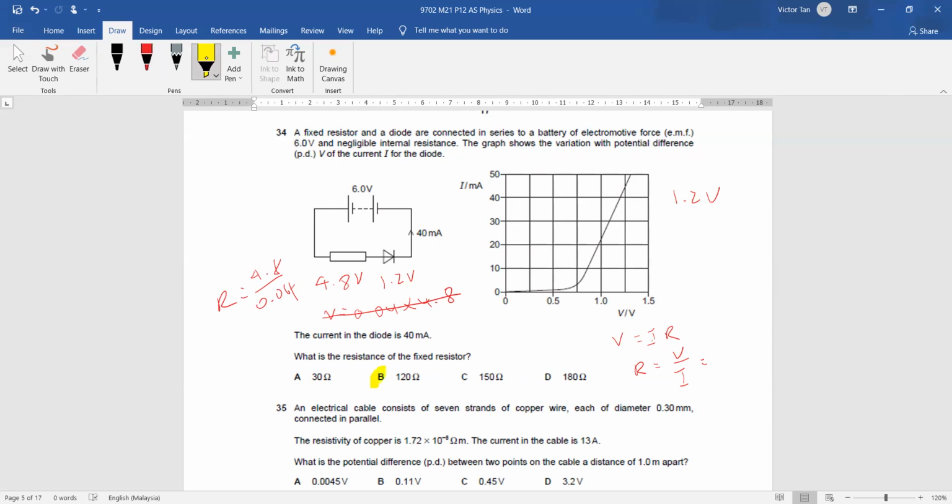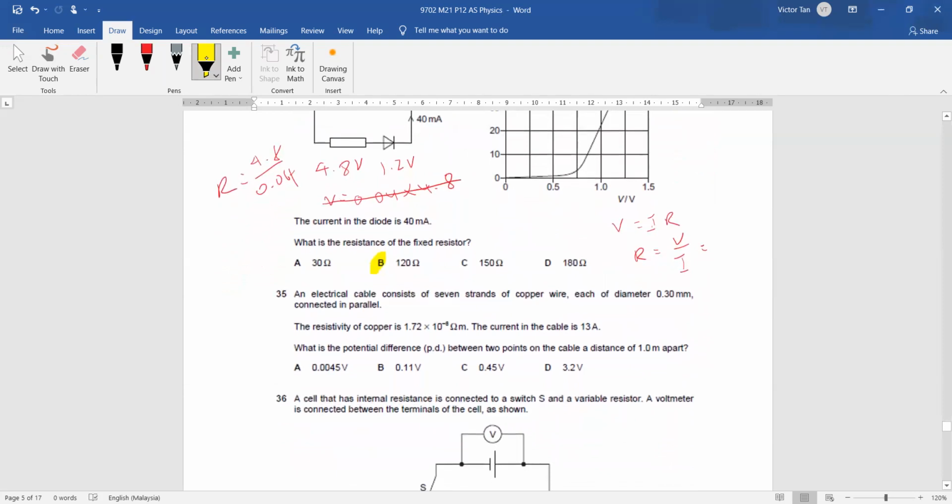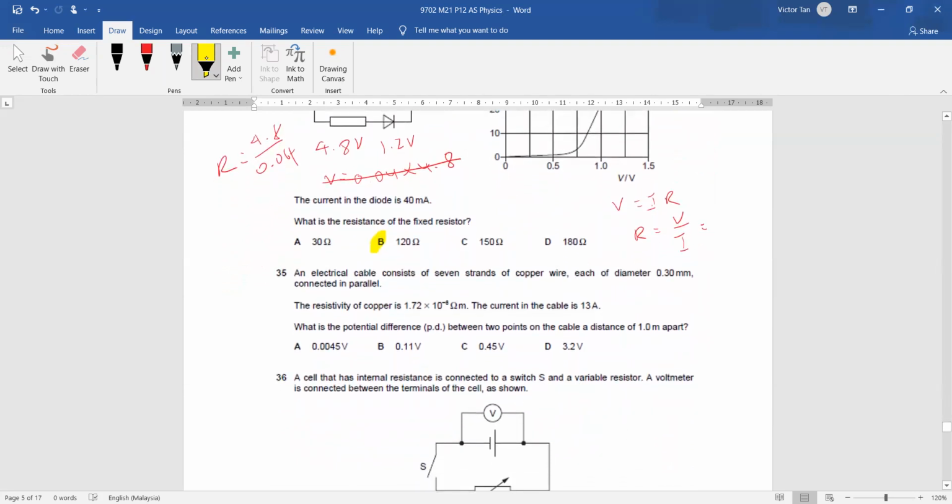An electric cable consists of 7 strands of copper wire, each of diameter 0.3 millimeter, connected in parallel. The resistivity of copper is 1.72 times 10 to the negative 6 ohm meter. The current in the cable is 13 ampere. What is the potential difference between 2 points on the cable, a distance of 1 meter apart? So you need to find the resistance.